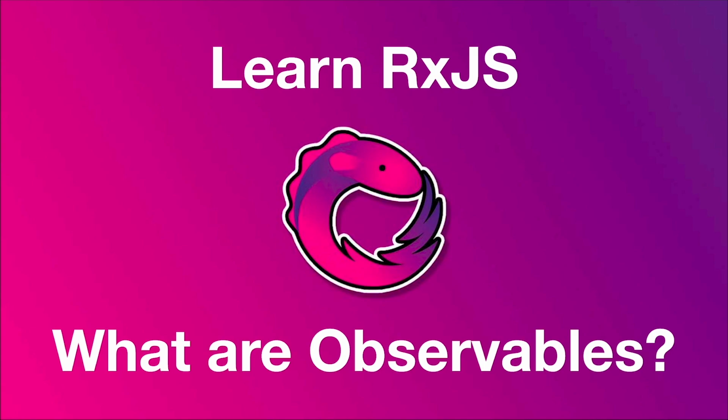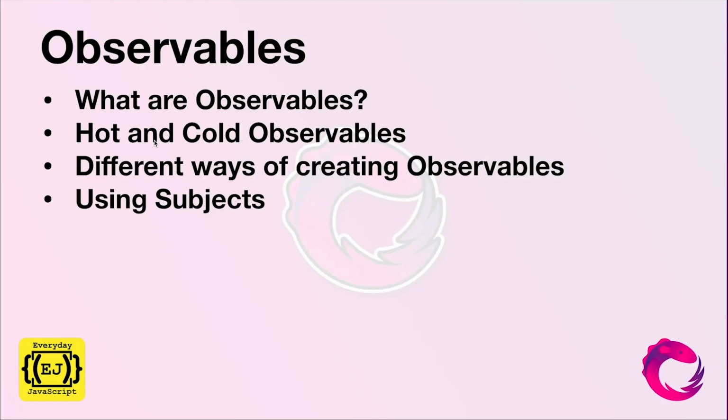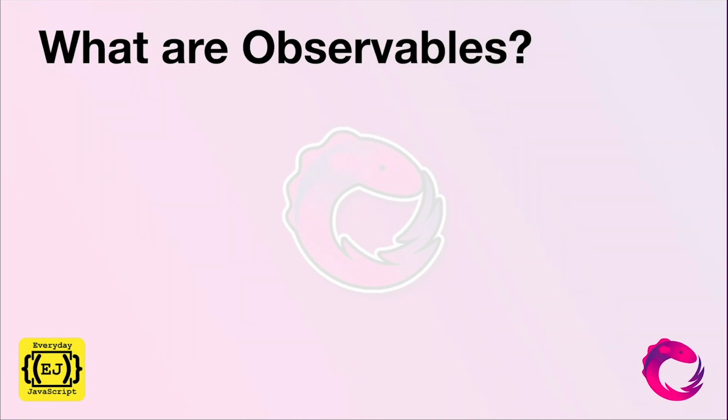In this video, we are going to learn what are observables. Observables are the most essential part of RxJs library. Hence, it is important to know what they are. In this video, we are going to learn only what are observables. The other 3 points, hot and cold observables, different way to create observables and using subjects are going to be learned as and when we encounter the code. So let's start. What are observables?